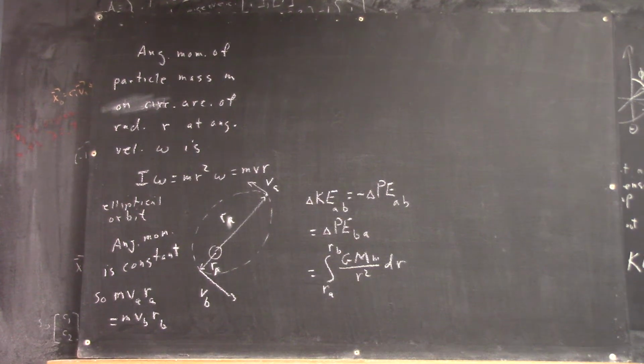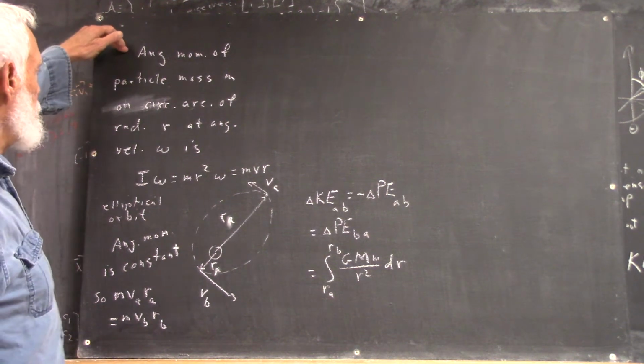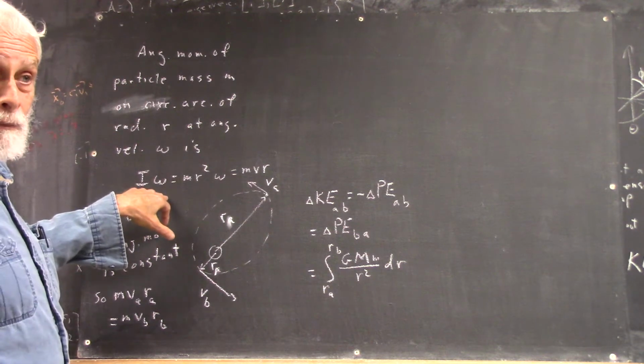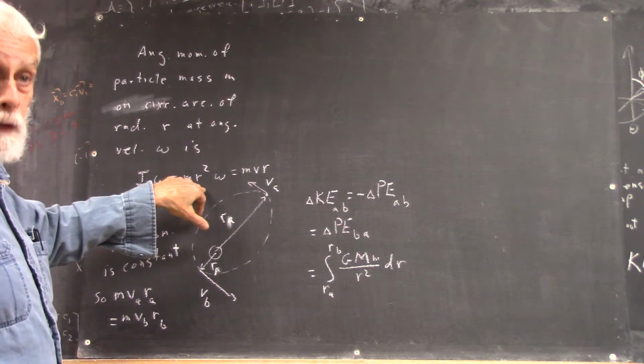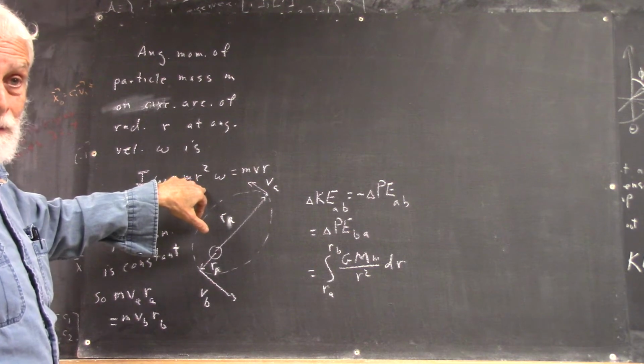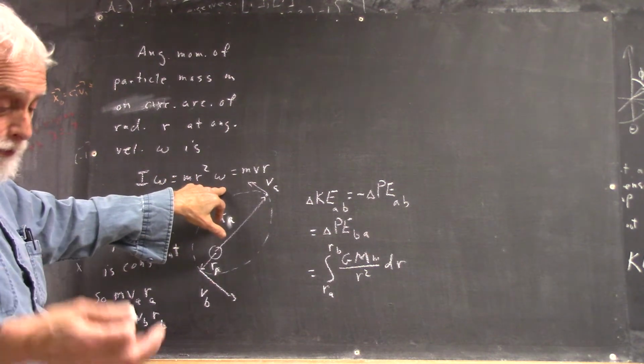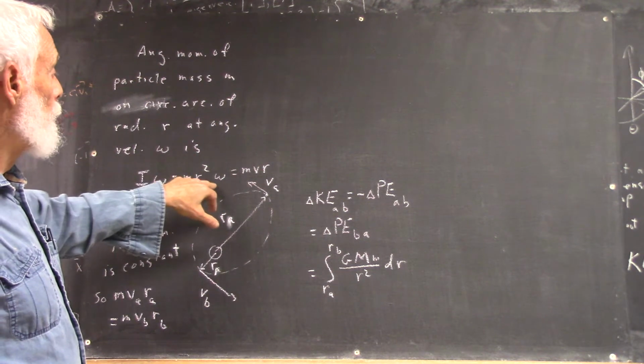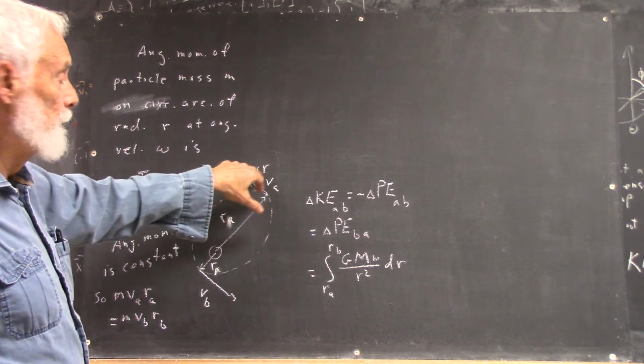So just a quick synopsis. Angular momentum of a particle of mass m on a circular arc of radius r is just I omega. I is m r squared for a particle at distance r from the axis, and omega is the angular velocity. R omega is v, so this is also m v r.